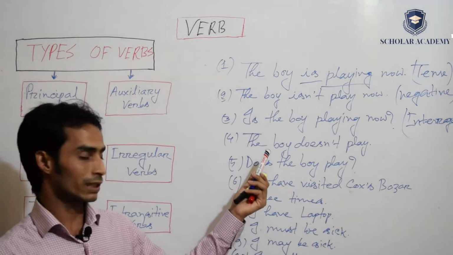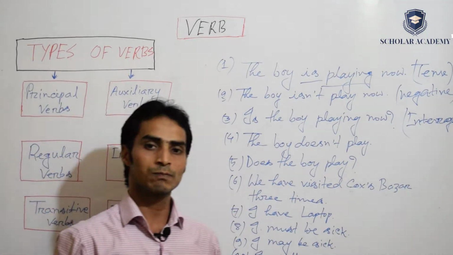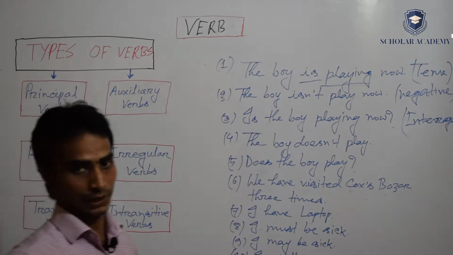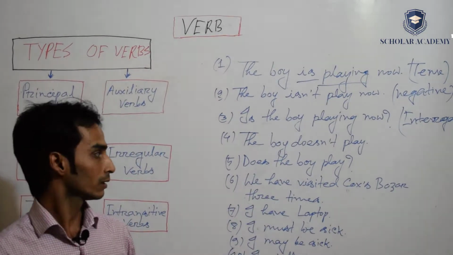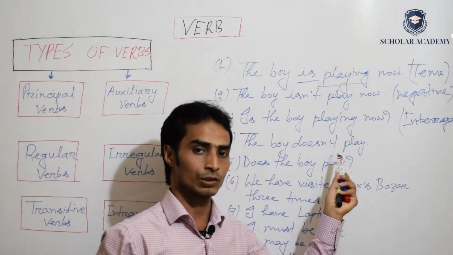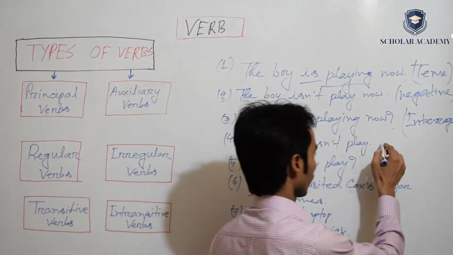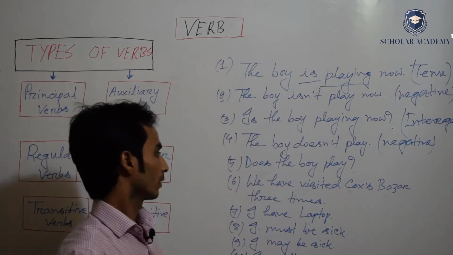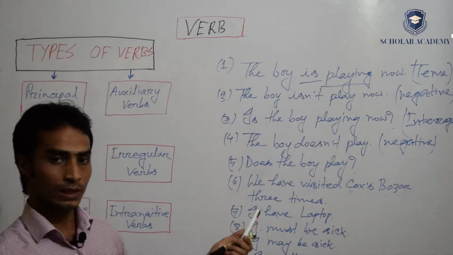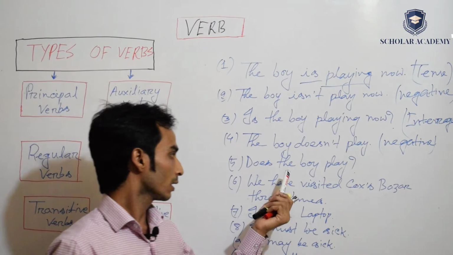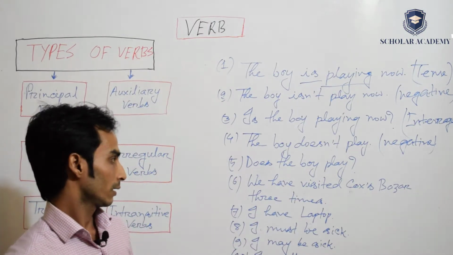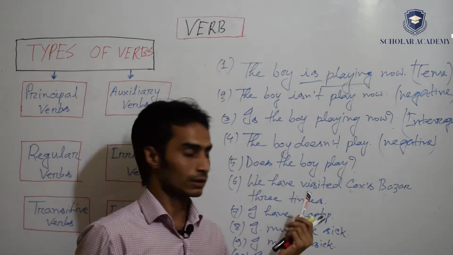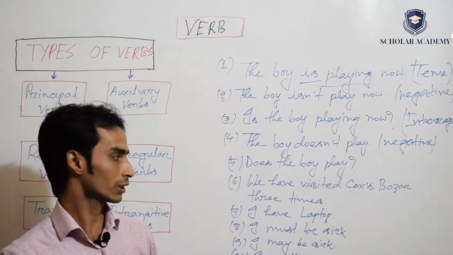Another example is: the boy doesn't play. That means we use the to do verb now. The boy doesn't play. That means the to do verb helps us to make a negative sentence. Let's look at another example. Does the boy play? The sentence is interrogative. Here we see that does helps us to make an interrogative sentence.